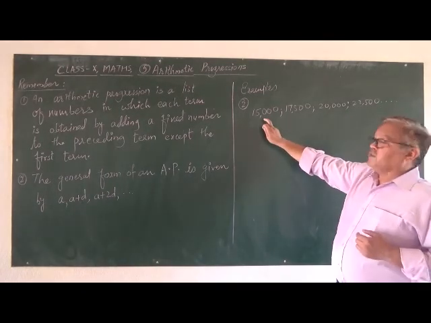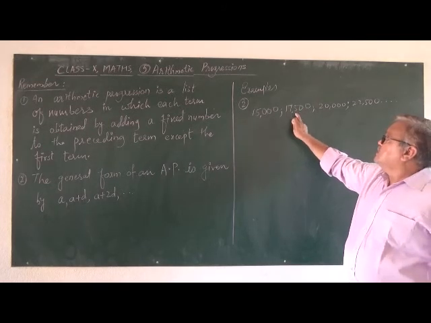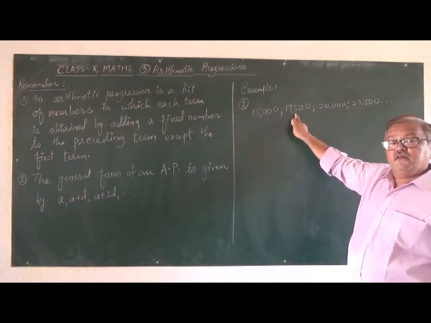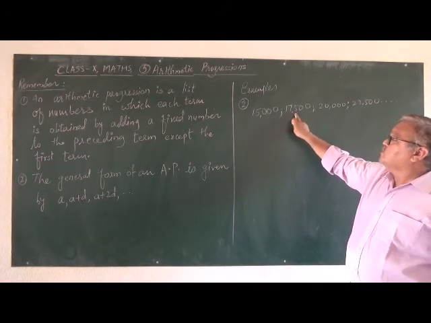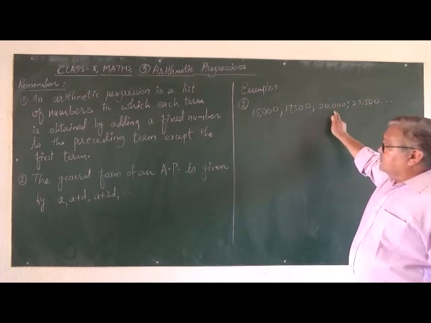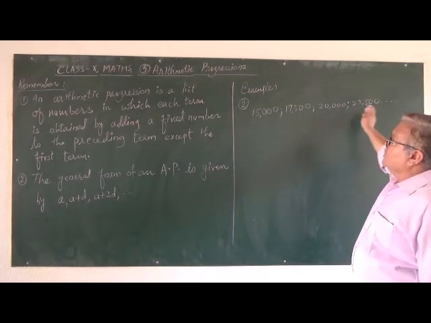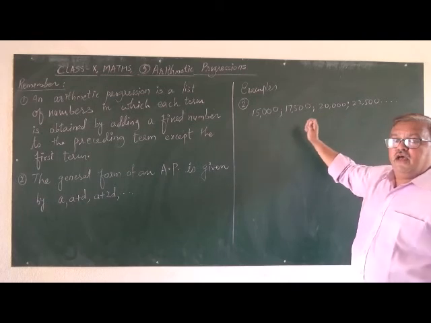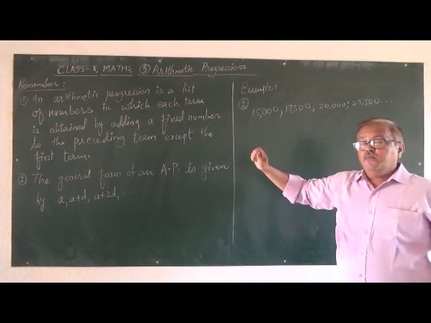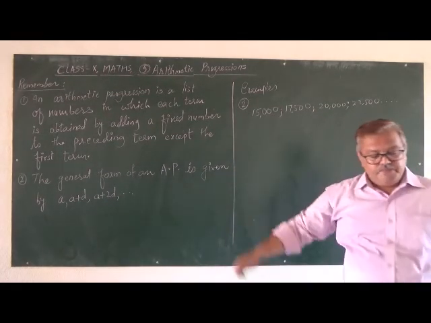So this was his salary in the beginning. After the completion of the first year, this will be his new salary for the second year, then the third year and so on. So this is also an example of an AP. Okay, hope you have understood this.